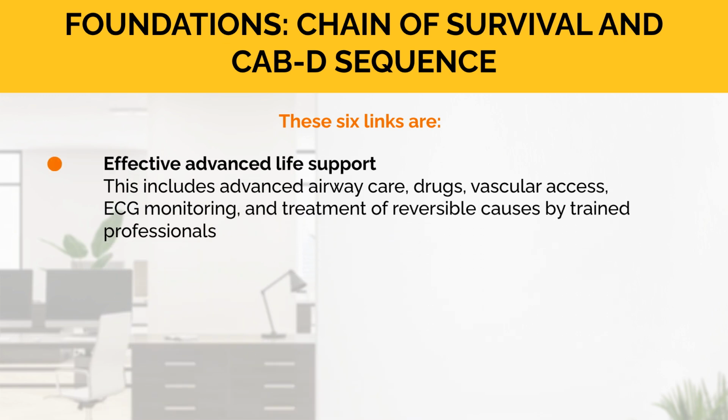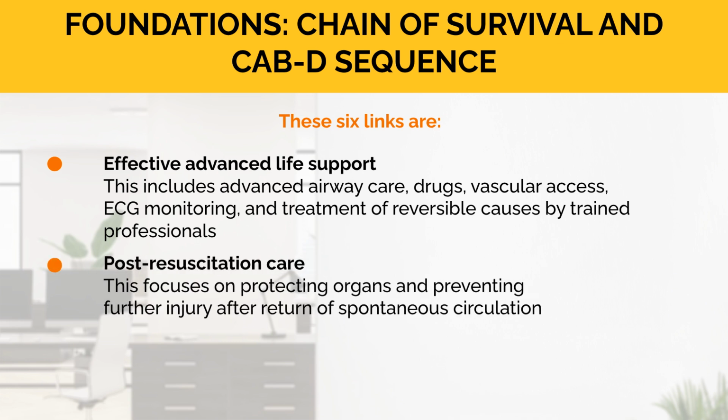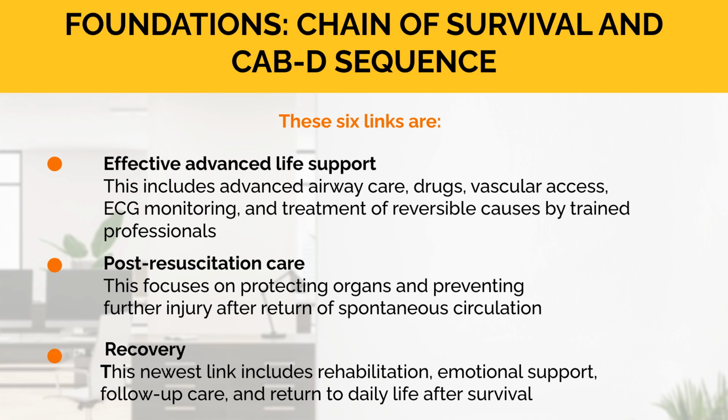Effective advanced life support. This includes advanced airway care, drugs, vascular access, ECG monitoring, and treatment of reversible causes by trained professionals. Post-resuscitation care. This focuses on protecting organs and preventing further injury after return of spontaneous circulation. Recovery. This newest link includes rehabilitation, emotional support, follow-up care, and return to daily life after survival. Note, survival depends on the whole chain working well, from collapse to recovery.